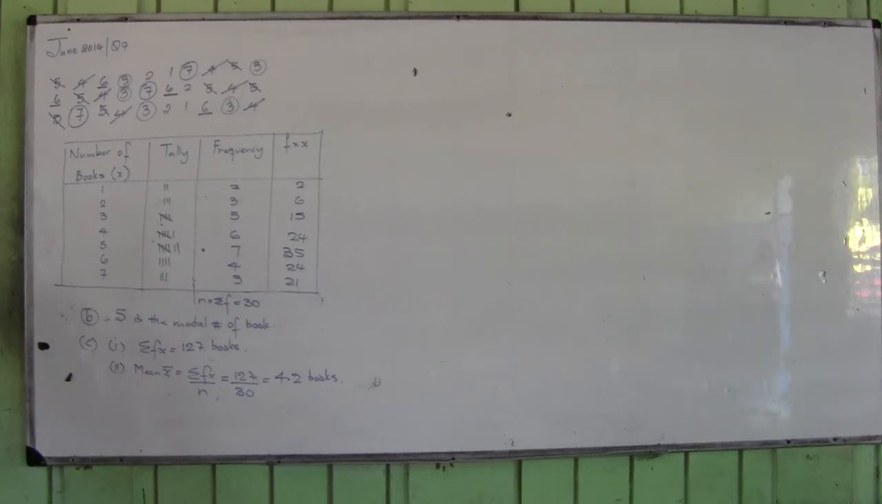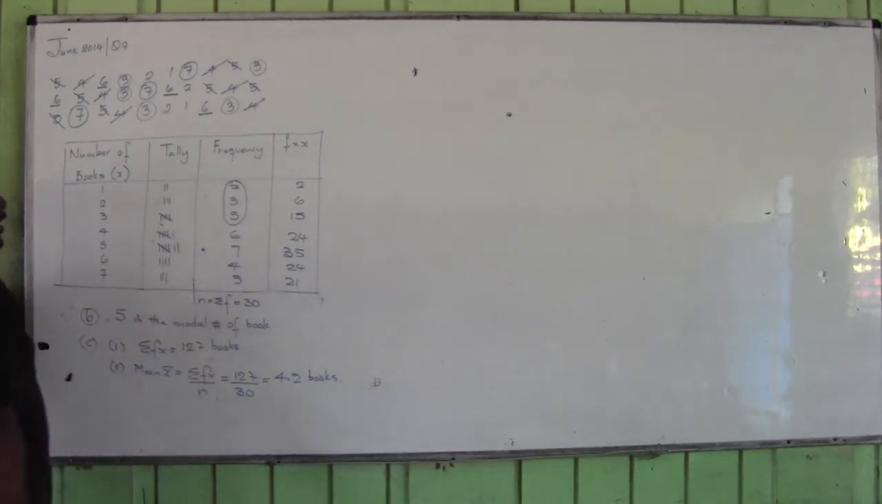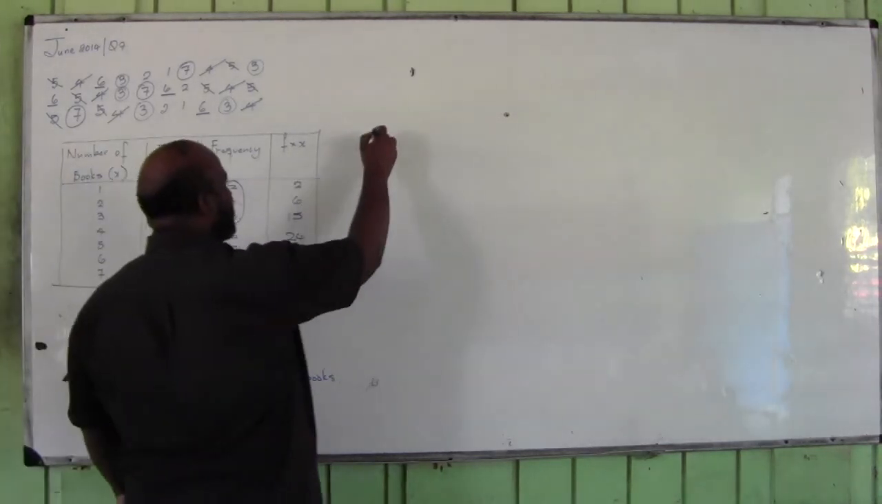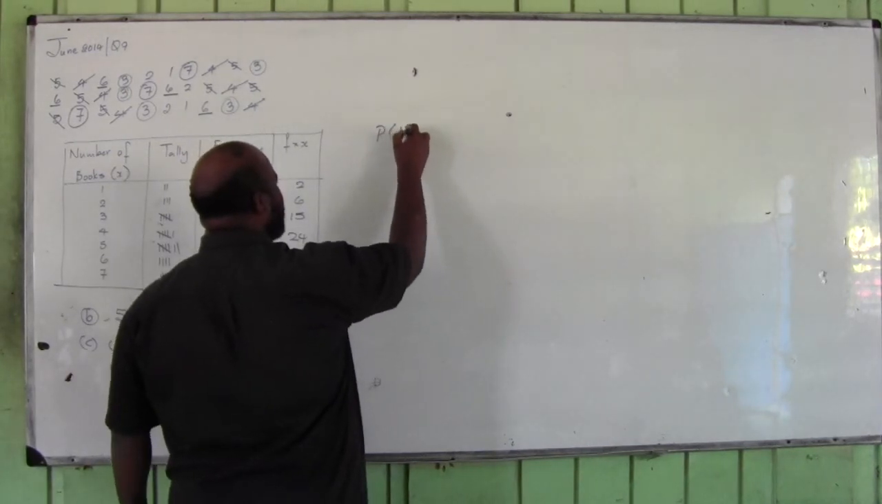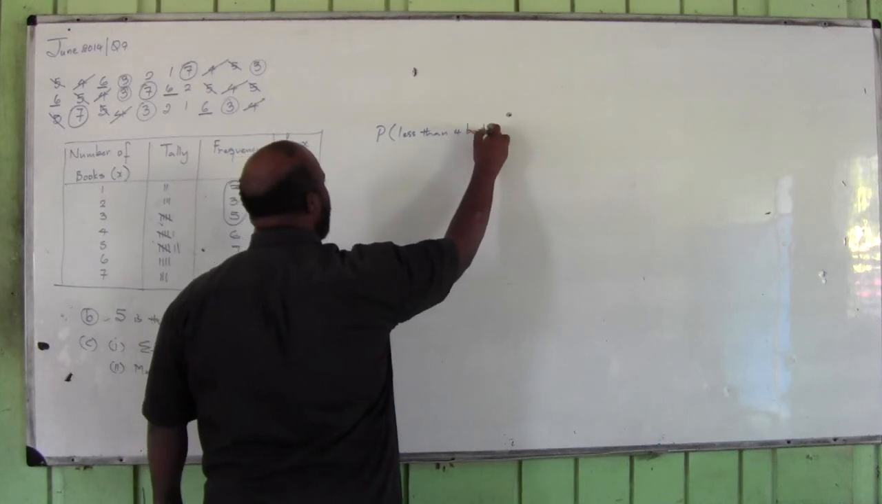10 students. Those are the 10 students that have less than 4 books in their bag. 10 students out of how many students? 30.